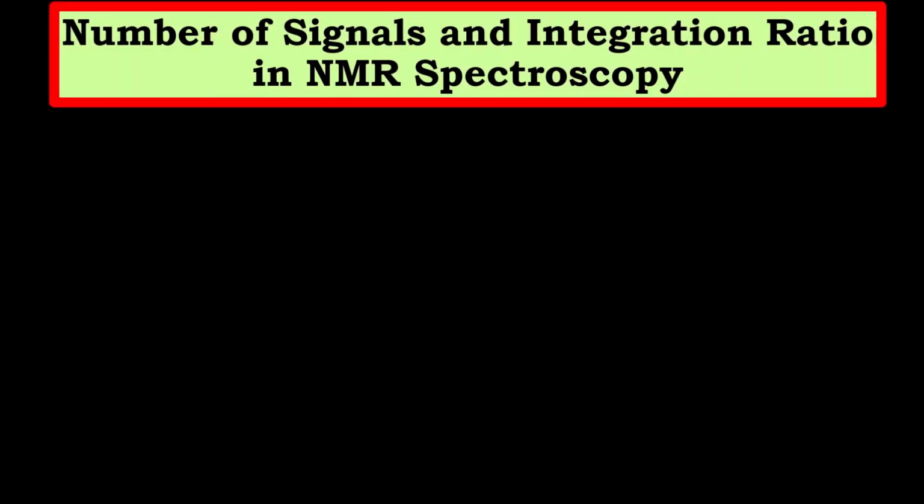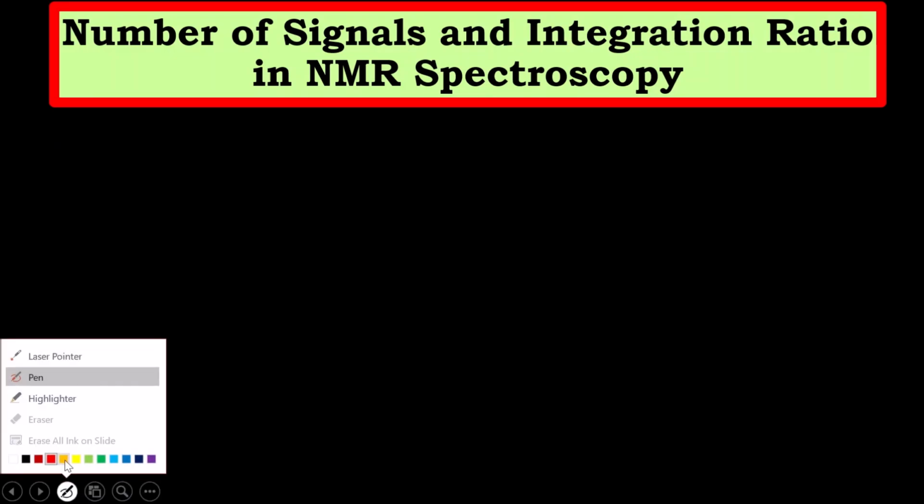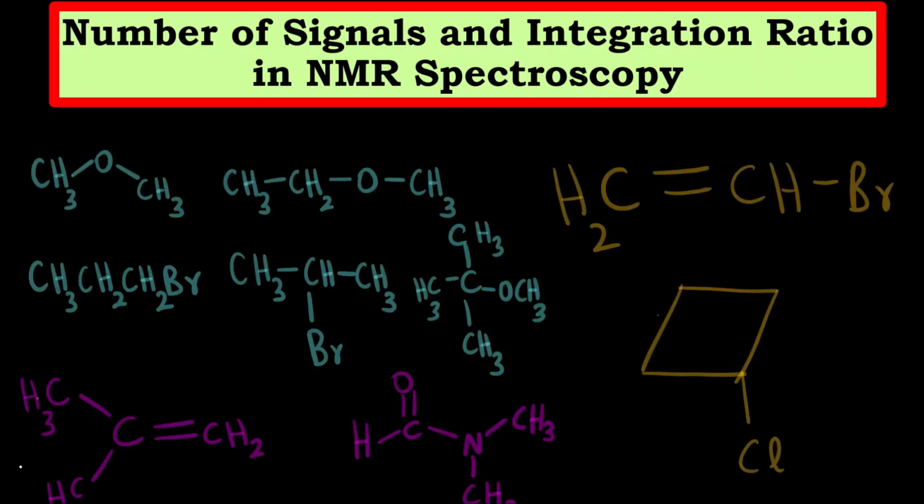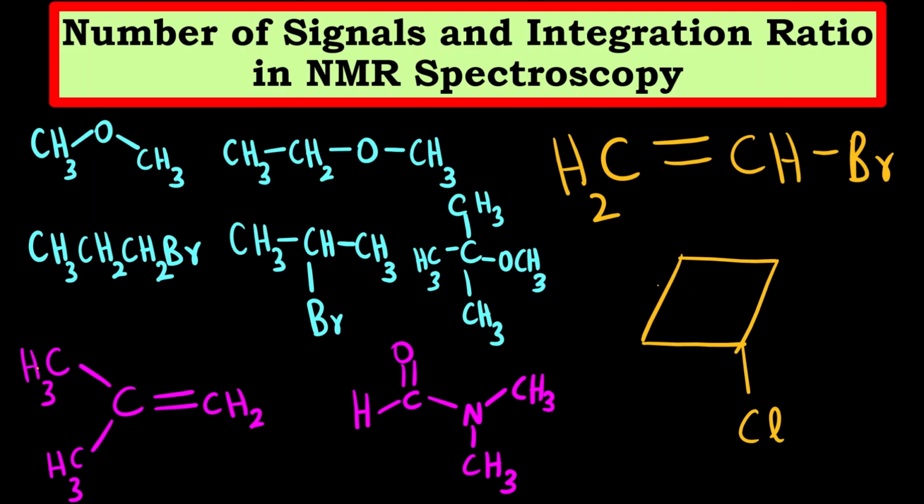So in today's video, we are going to learn how to calculate the number of signals and what the integration ratio is in an NMR spectrum, or NMR spectroscopy. We'll first understand the concept and then solve all these examples. We'll calculate the number of signals and also find the integration ratio. Plus, we will also solve some previous year questions based on these two topics that were asked in the JAM exam.